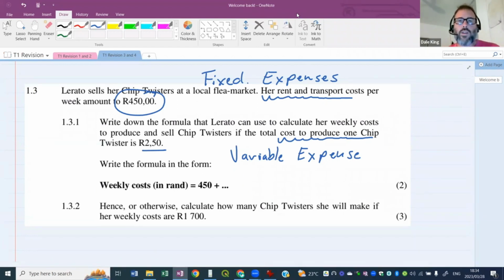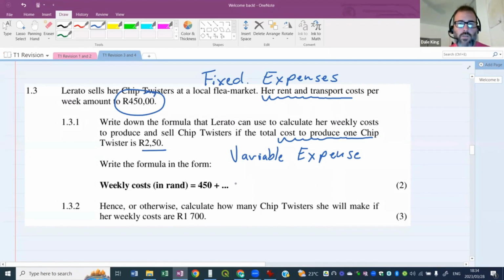What could I put there? What could I write there? How is she going to work out what her variable cost would be? The fixed cost is always the same, but the variable cost or the variable expense will depend on the number of chips she sells. And I know you guys are typing. I can't hear it, but I know you guys are typing something. So I'm going to wait a little bit for some answers here.